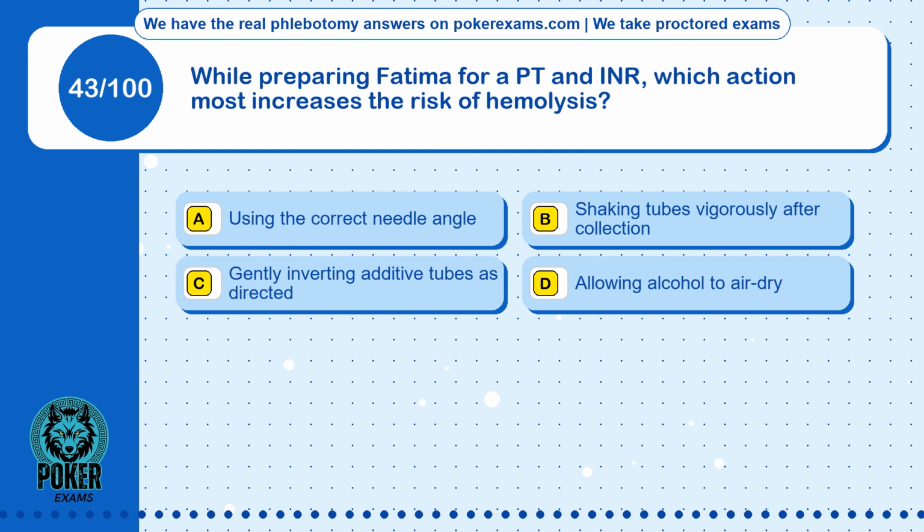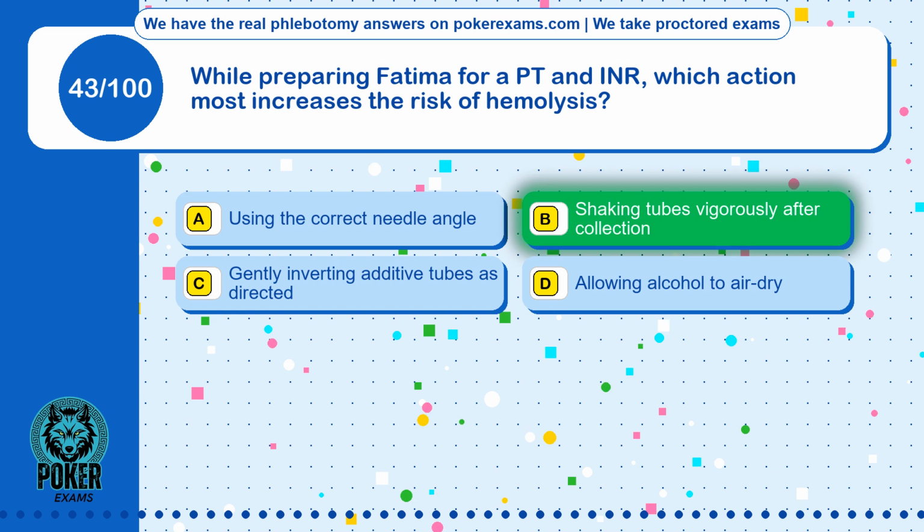Question 43. While preparing Fatima for a PT and INR, which action most increases the risk of hemolysis? Option A. Using the correct needle angle. Option B. Shaking tubes vigorously after collection. Option C. Gently inverting additive tubes as directed. Option D. Allowing alcohol to air dry.